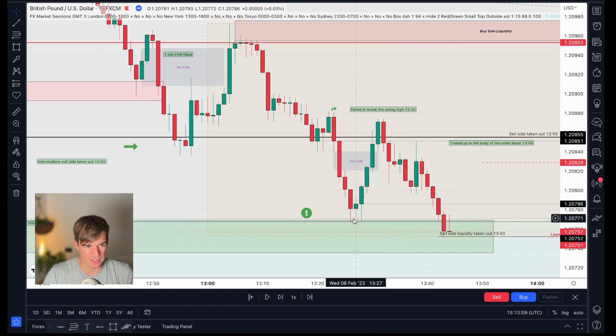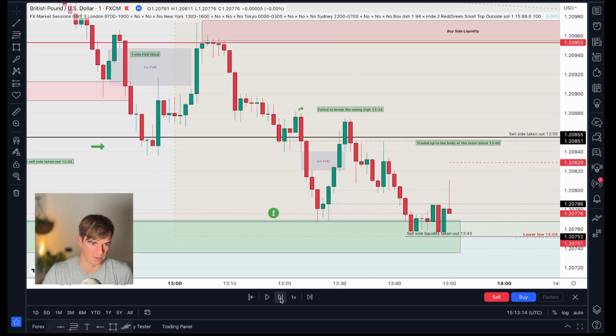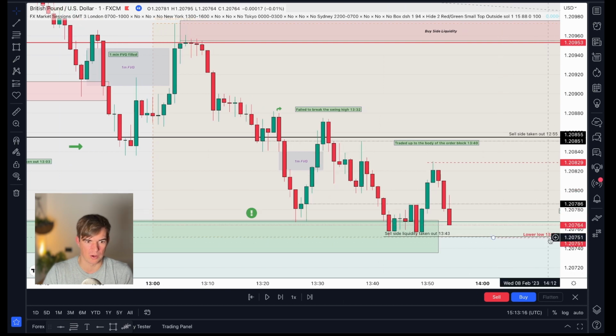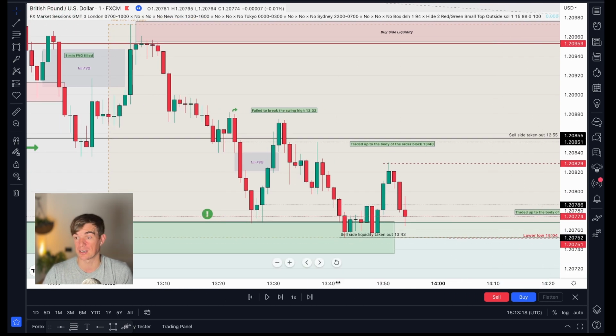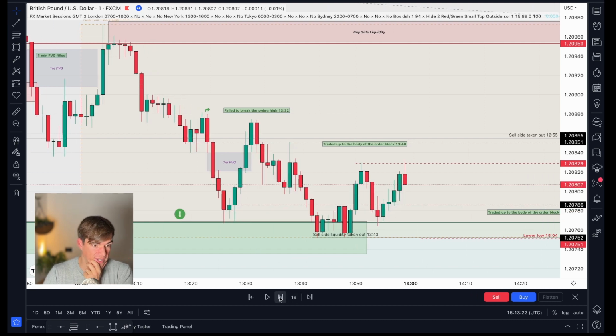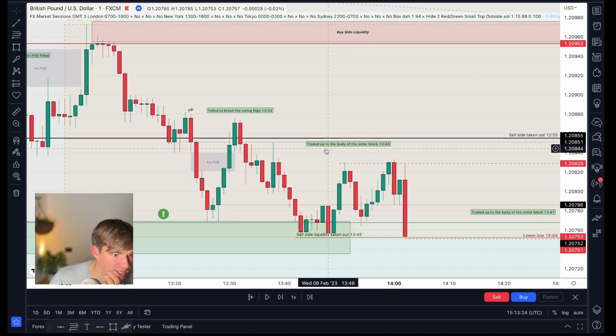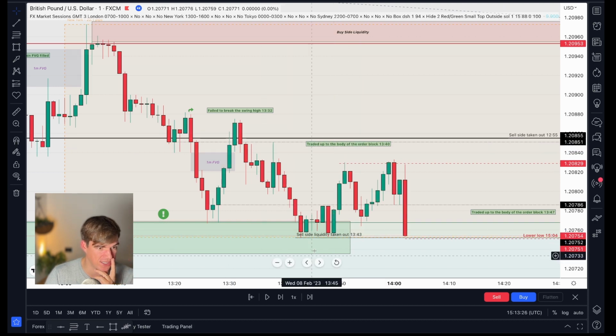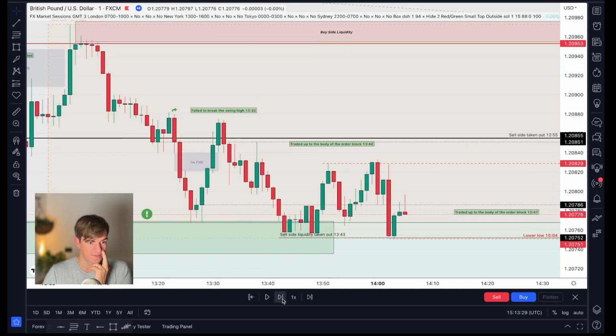Now it came down, took out this low, sell side liquidity. What's the price going to do? Created the lower of 304. Now we're getting closer to New York Open. This is London time. And then trade up to the body. Yes, we did that. That was at 140.